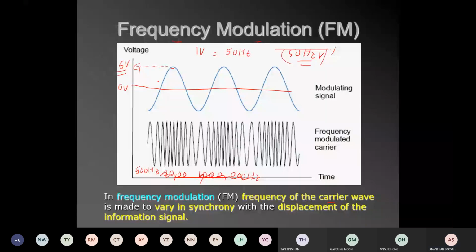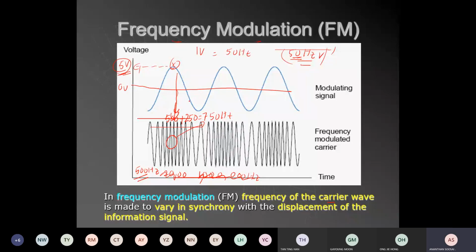That means, what happened when the signal goes to 5 volt? The frequency at this moment, original frequency, how much? 500 hertz, right? The frequency at this moment becomes 500 plus... for 1 volt, how much frequency is going to change? 50 hertz. So because it's 5 volt, it's going to be 5 times 50, so 250 hertz will be added. So the frequency at this point will be 750 hertz. So the frequency here at this region will be 750 hertz.